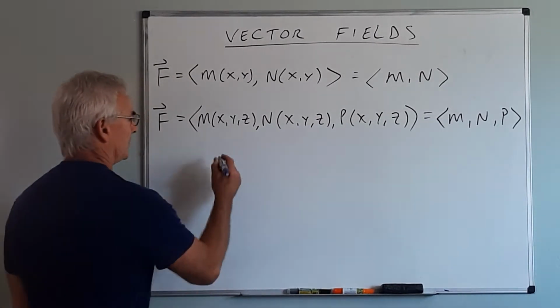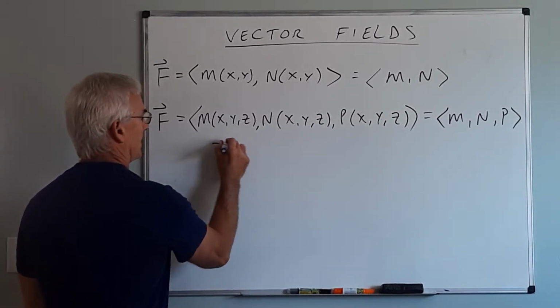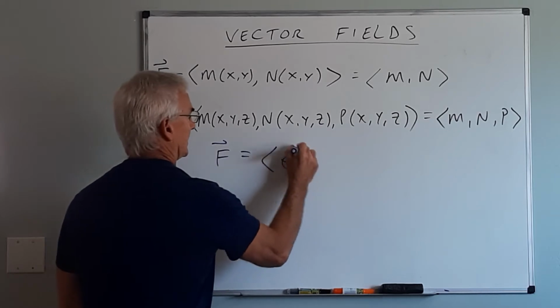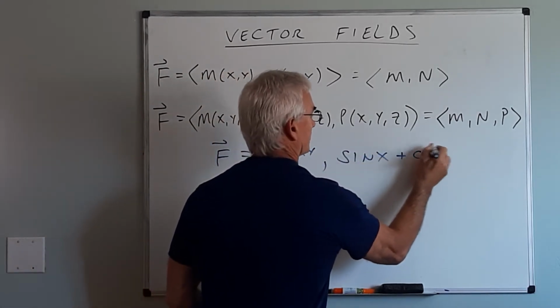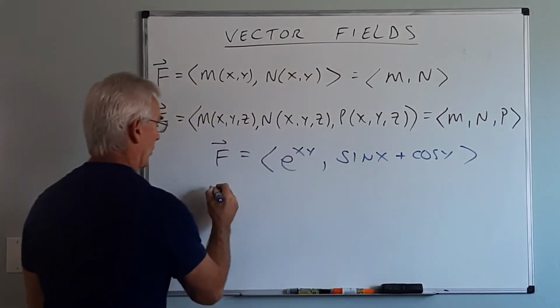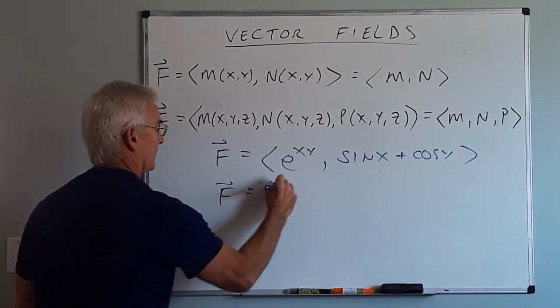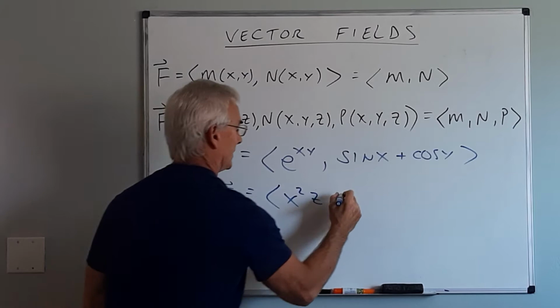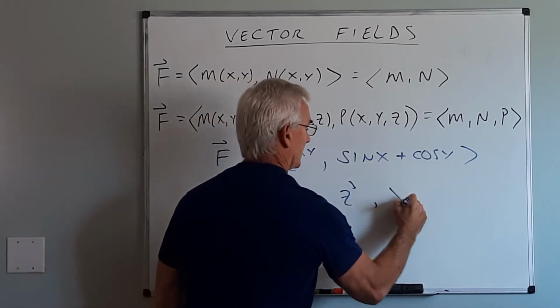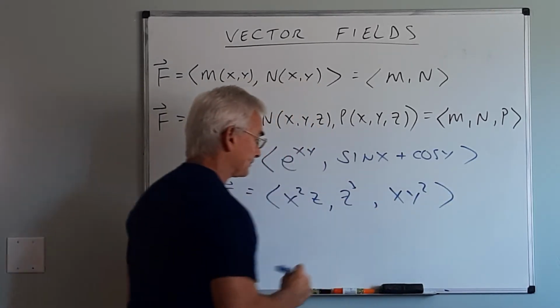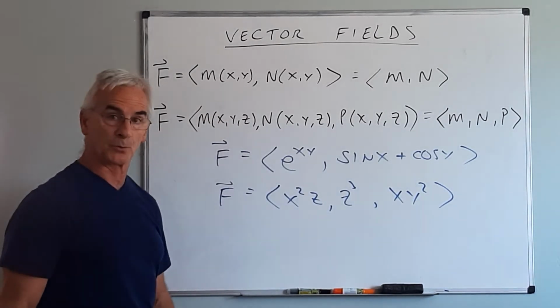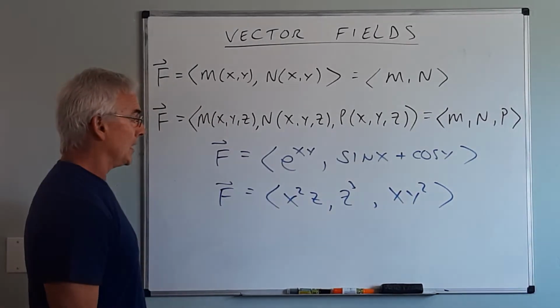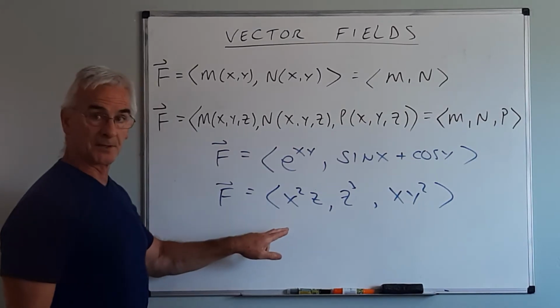So a typical vector field in 2 dimensions might look something like this. e to the xy sine x plus cos y. Or in 3 dimensions, it might look like x squared z, z cubed, xy squared. Now, a vector field almost always represents a force vector. We will get into that a little bit later. So for now, we want to just introduce the concept.